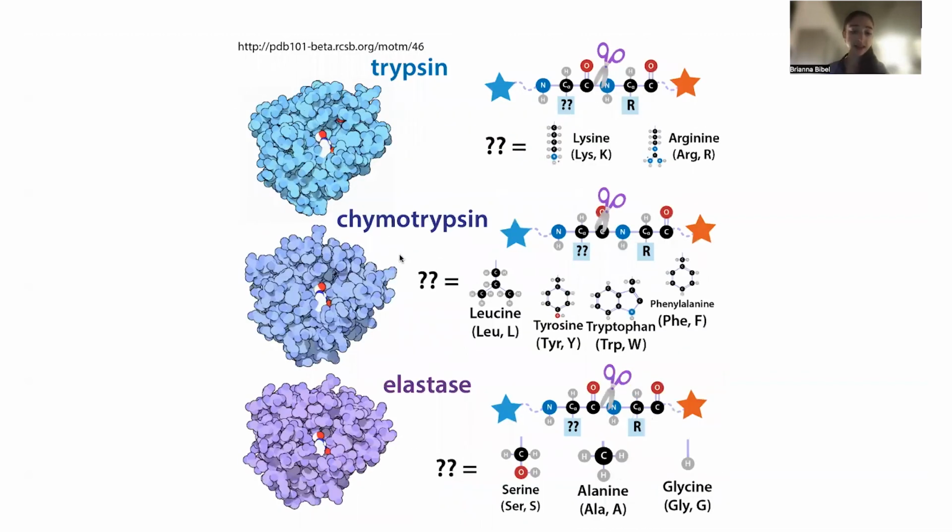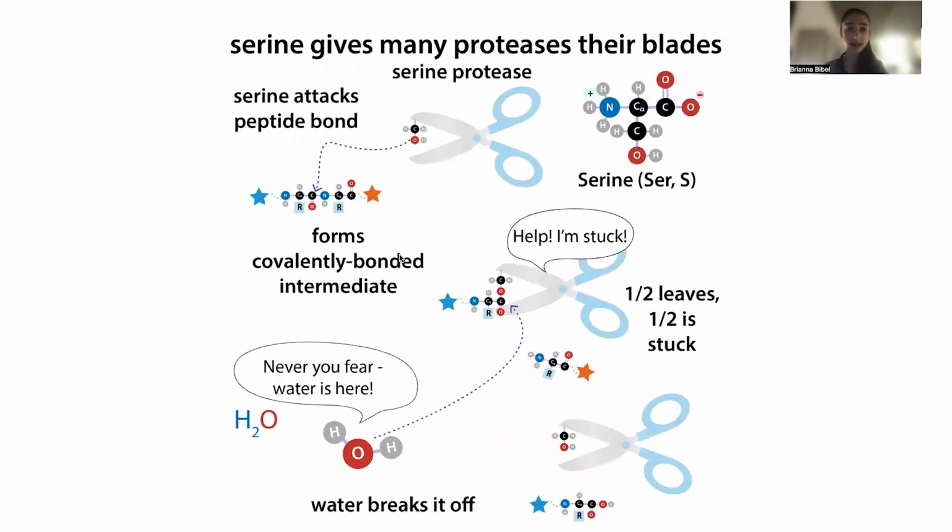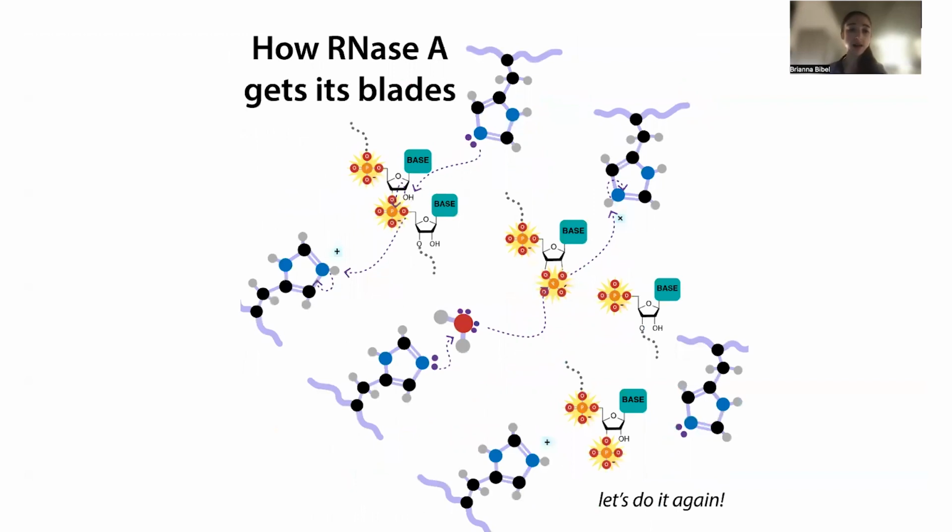So we can see the serine in serine proteases. It's going to help these proteases cut up proteins. The histidine in RNase A is going to help the protein cut up RNA.